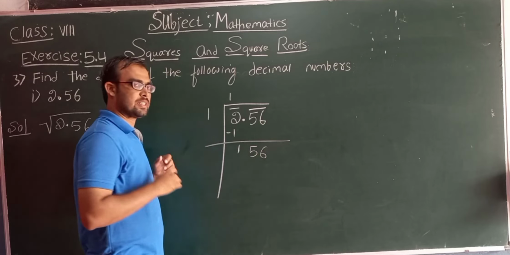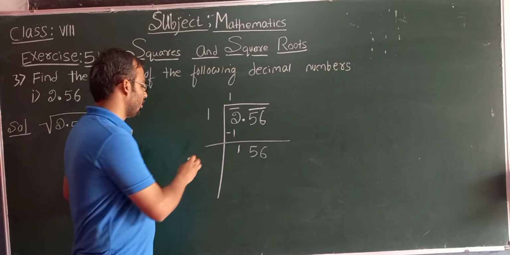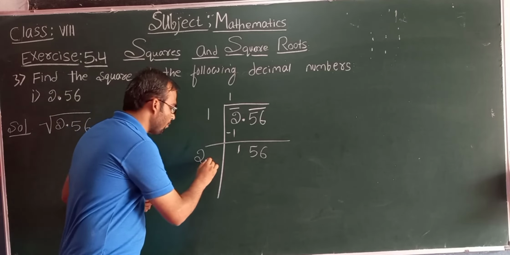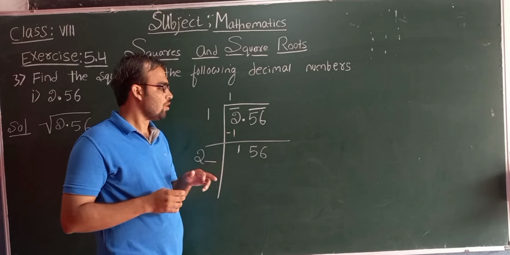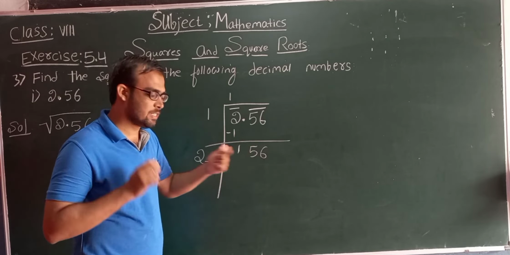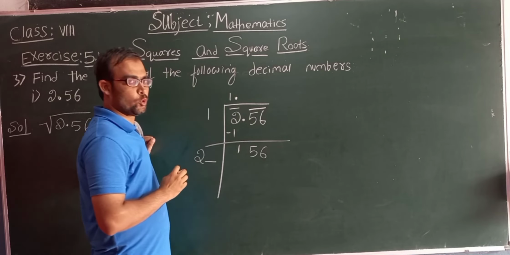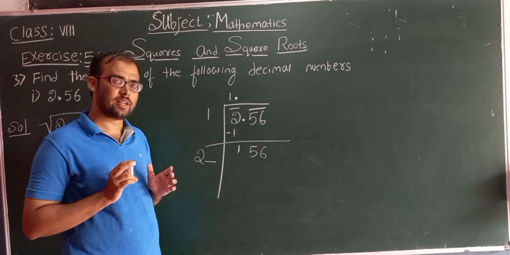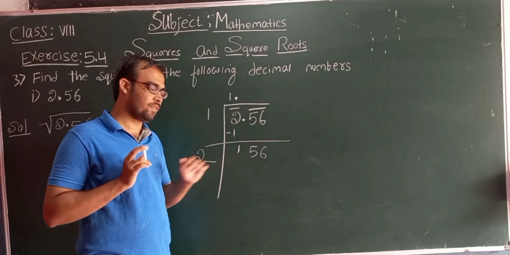Now what is the next step? Double the quotient. Here the quotient is 1, so when we double it, we get 2. Now put a blank. As we have brought this number down and this is the decimal part, put a decimal point here. Now students, we have to fill this blank with a number such that when we multiply it with the new digit in the quotient, we get 156.